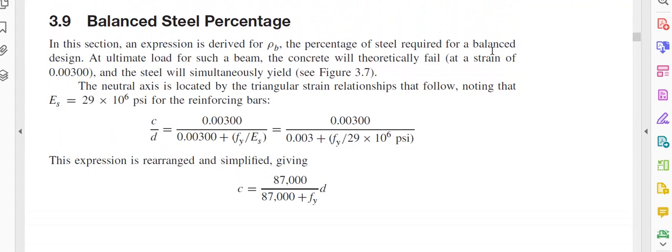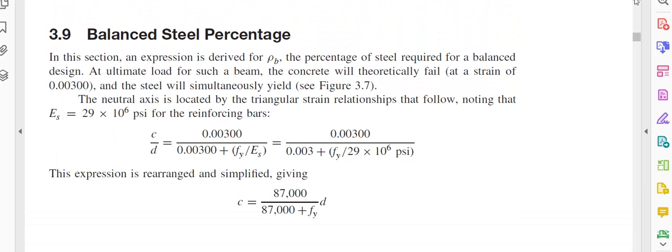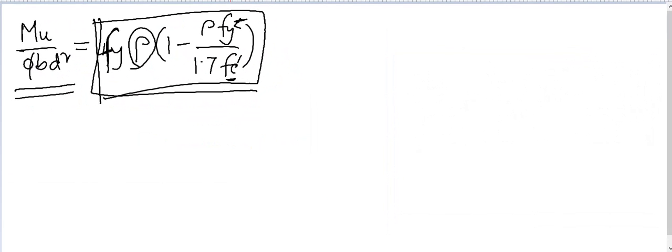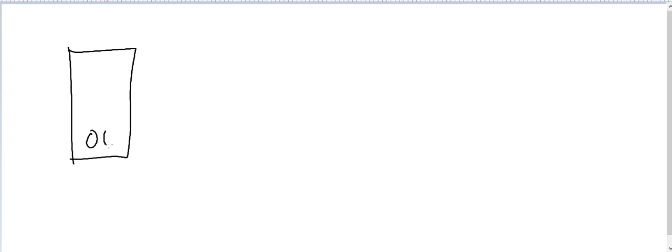Balanced steel ratio. Balanced steel ratio is the ratio at which my concrete will fail and steel will yield at the same time. It is a theoretical value because it is very difficult to obtain this combination. That means if this is my reinforced section, this concrete will fail and the steel will yield fy at the same time. Which is very rare.